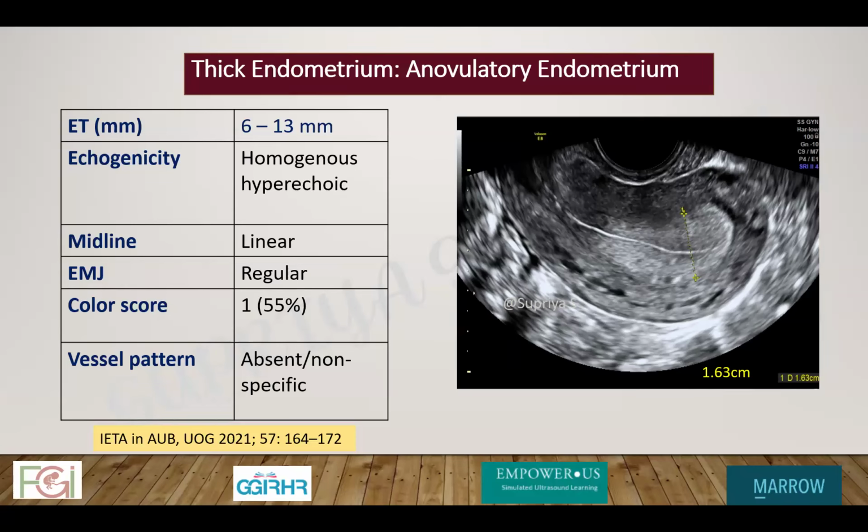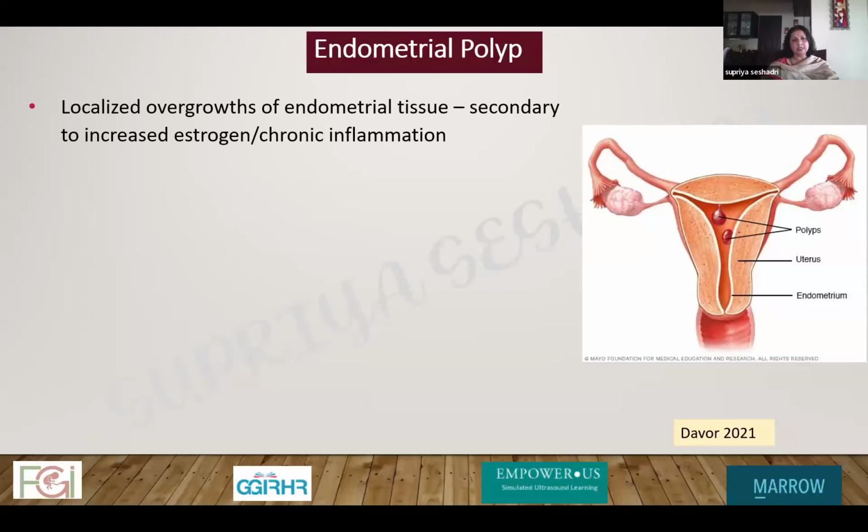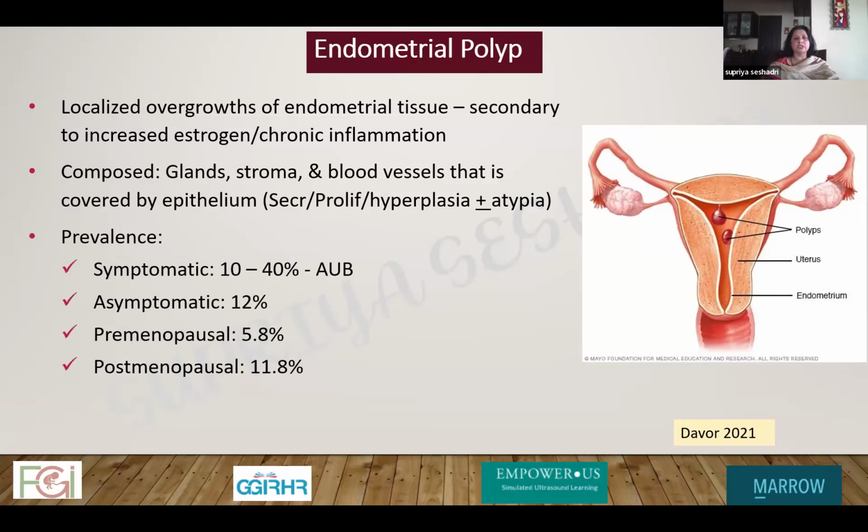Now, the second point, as I told you earlier, in endometrial vascularity will be to look at the vessel pattern. And that I will be telling you as we go across the different pathologies. Endometrial polyp is something that all of us will come across more than once. Now, what is it? It's a localized overgrowth of endometrial tissue, which occurs secondary to an increased estrogen or chronic inflammation. It's composed of glands, stroma, and blood vessels, and it can be covered by epithelium, which is secretory, proliferative, or even hyperplastic with or without atypia.